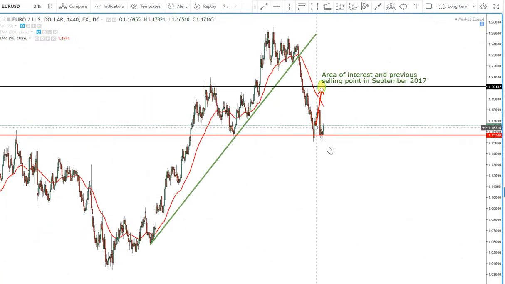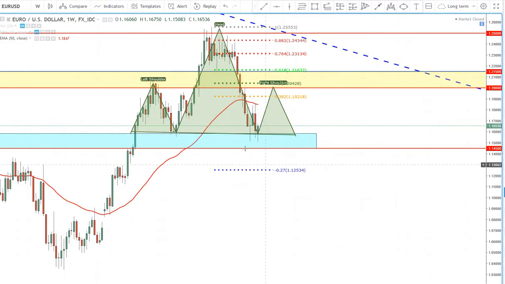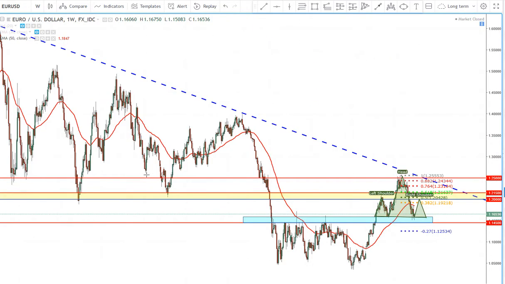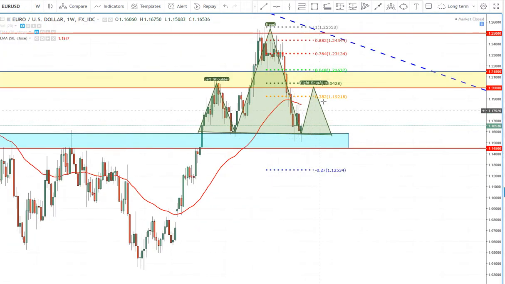You've got a nice little double bottom there forming on the daily perspective, and also you've got a double bottom overall on the weekly chart with the head and shoulder pattern forming right now. As you can see, I've got a zone between 1.2 and 1.215, just because it goes back quite some time in the past there. So obviously I'm expecting a pullback there.